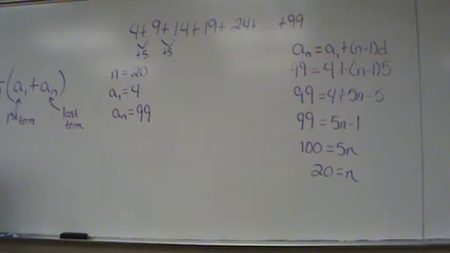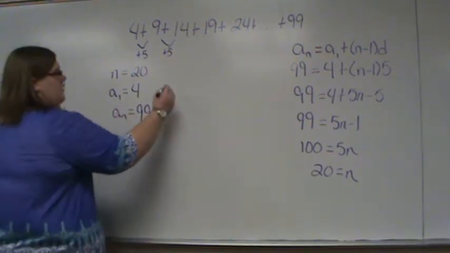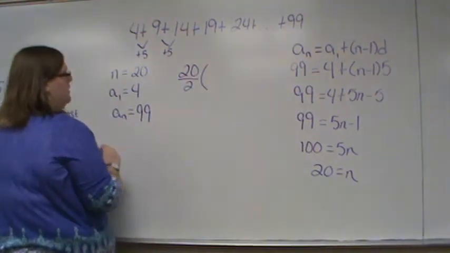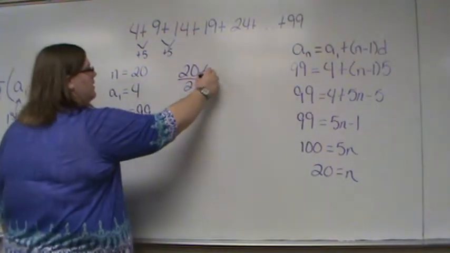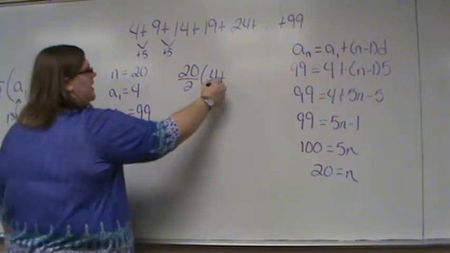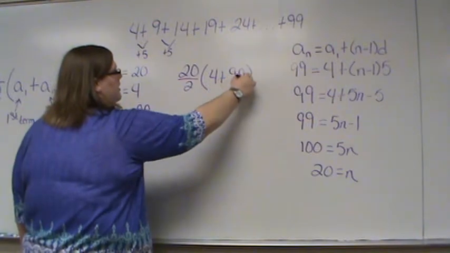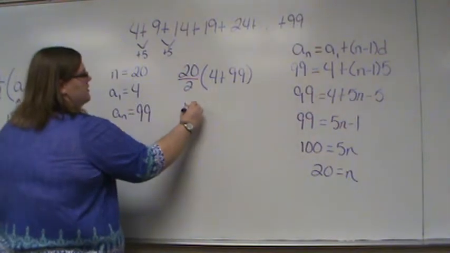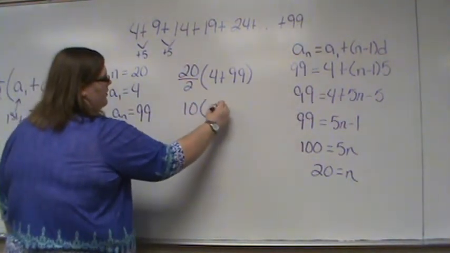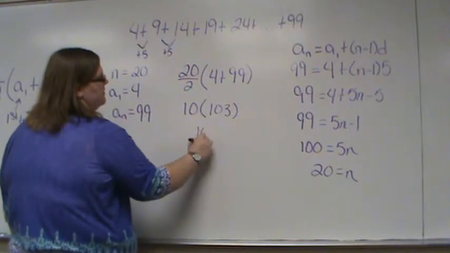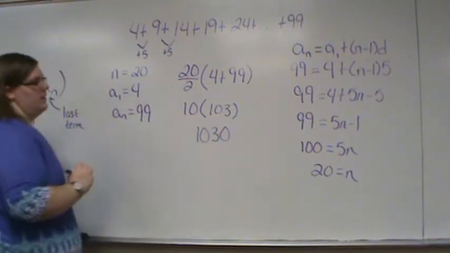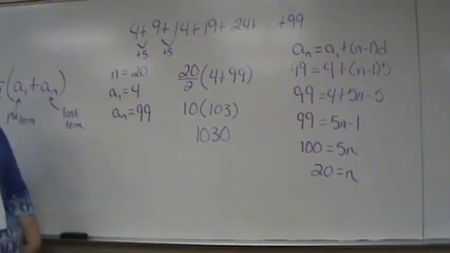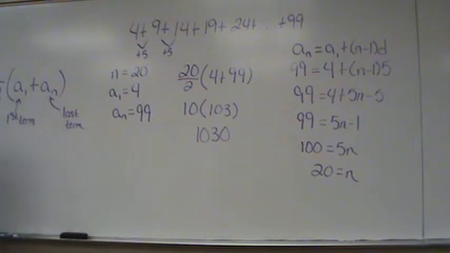So now we can just plug it into our formula. So we've got 20 divided by 2. Our A1 value is 4. Our AN value is 99. And then we solve this. So we're going to get 10 times 103, which gives us 1,030. So if we added up all of these numbers in this series, it would equal 1,030.